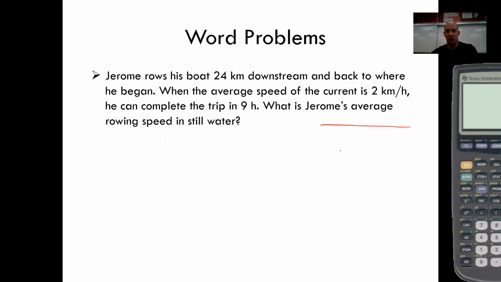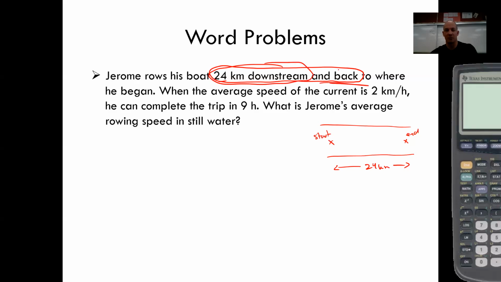So here's a nice river. Look at that beautiful river. We know he's going to start right around here and end right around here. We know that the distance between here and here, I'm going to interpret this as 24 kilometers. I know it says 24 kilometers downstream and back, but I think it's 24 kilometers downstream and then he comes back for a total of 48. Sometimes there's some ambiguity in the wording here, but I think that makes some sense.